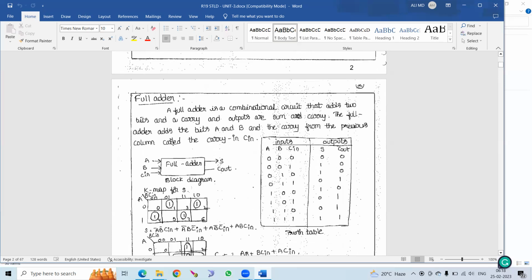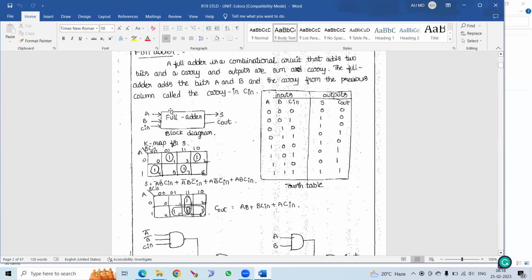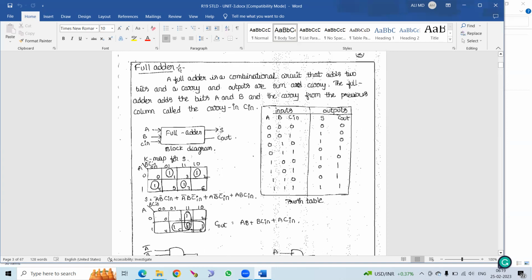Coming to the full adder, it is also a combinational circuit which can add two binary bits and one carry, where we get the same outputs, a sum and a carry. It is the full addition of the two bits and the carry from the previous column. That means a full adder is the addition of three binary bits.